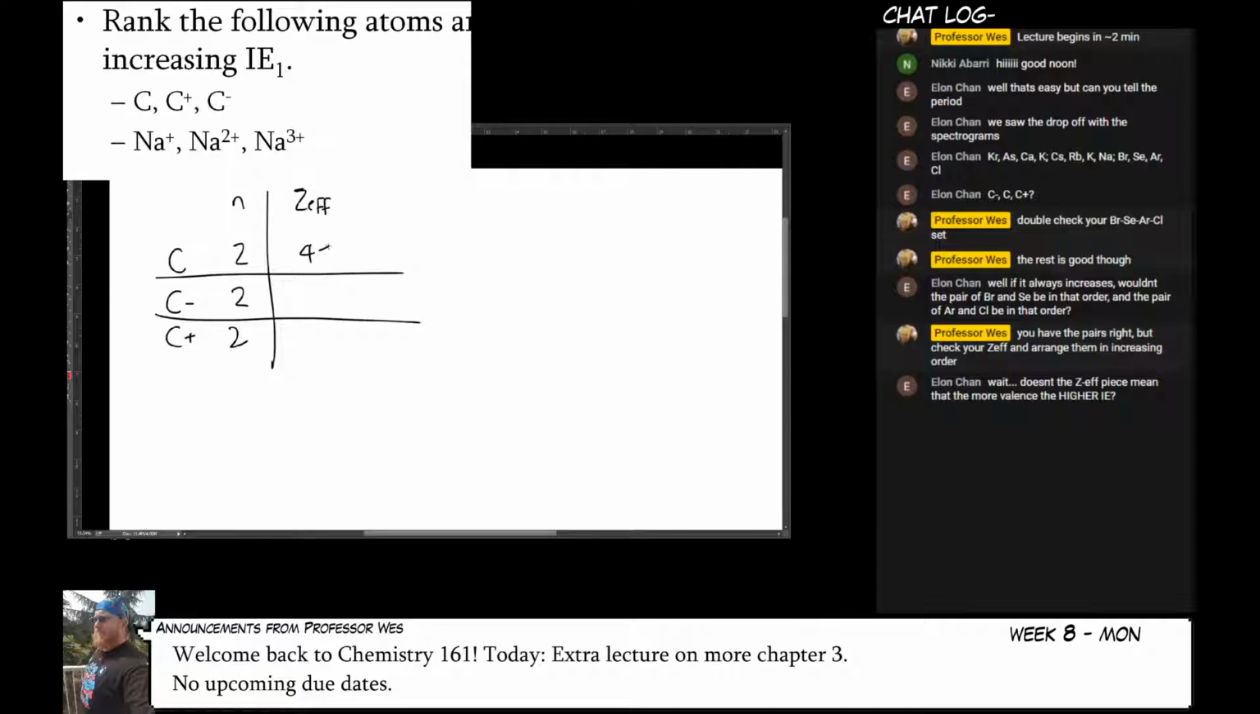Because I have not removed a core electron, these all have the same Z effective pulling on them. So, what we can then do is we can look at the next thing, which is number of electrons in the valence shell. And we actually see a difference here.